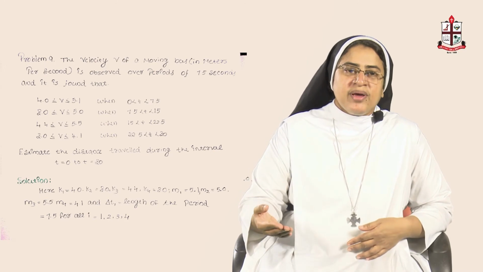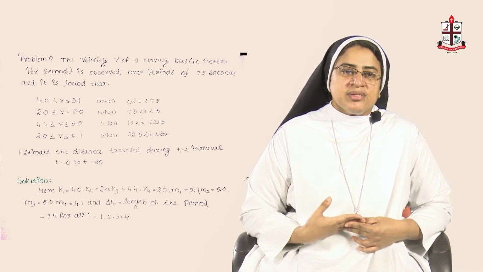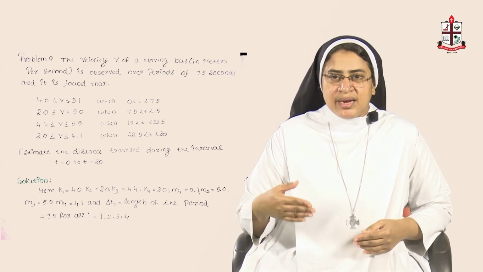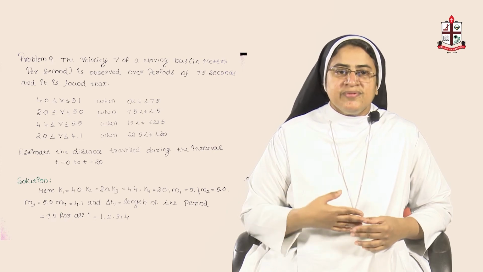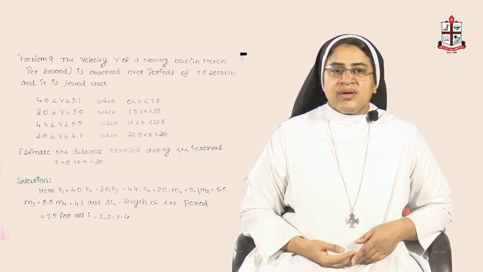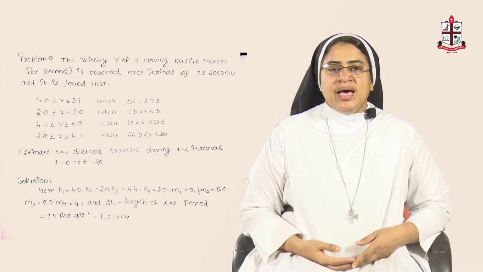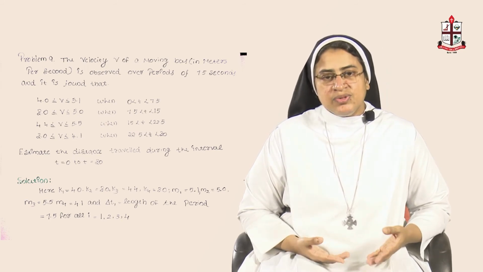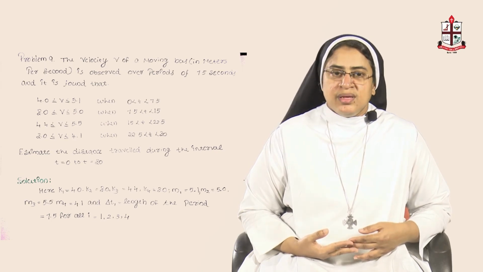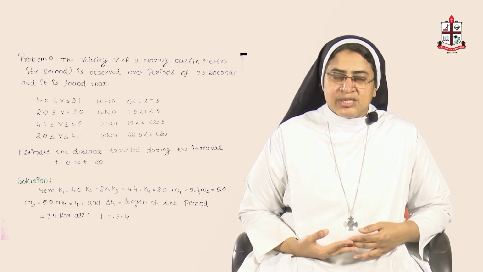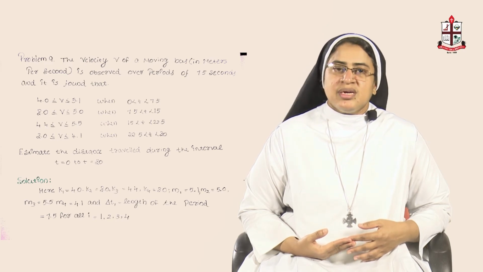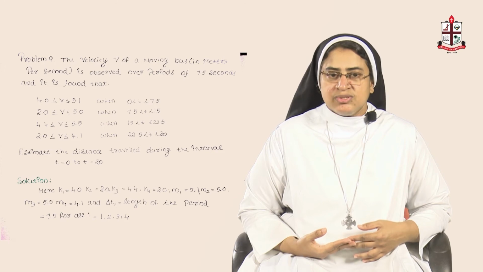In the next 7.5 seconds, for t from 7.5 to 15, the velocity is between 3 and 5. In the next 7.5 seconds, t varies from 15 to 22.5, and you get 4.4 less than or equal to v less than or equal to 5.5. In the last 7.5 seconds, 22.5 to 30, the velocity is between 3 and 4.1. The question is: estimate the distance travelled by this bus during the interval from t equals 0 to t equals 30 seconds.